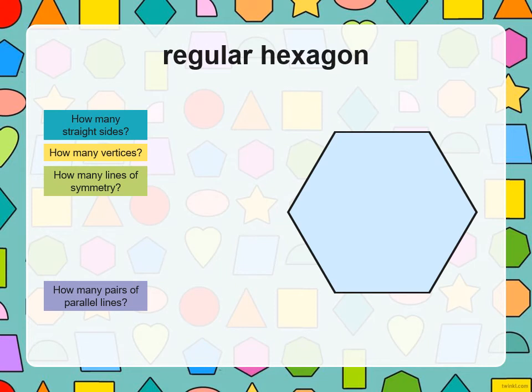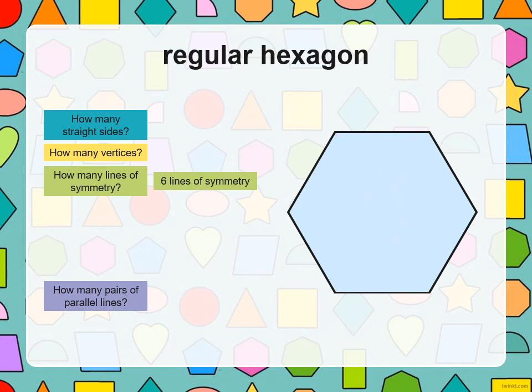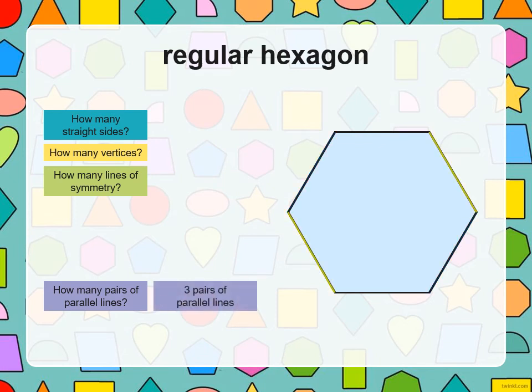Hexagon. How many straight sides? 6 straight sides. How many vertices? 6. How many lines of symmetry? Can you guess? What do you think? How many times can we fold it so that it's still the same shape? 6 lines of symmetry. How many pairs of parallel lines? 3 pairs of parallel lines.